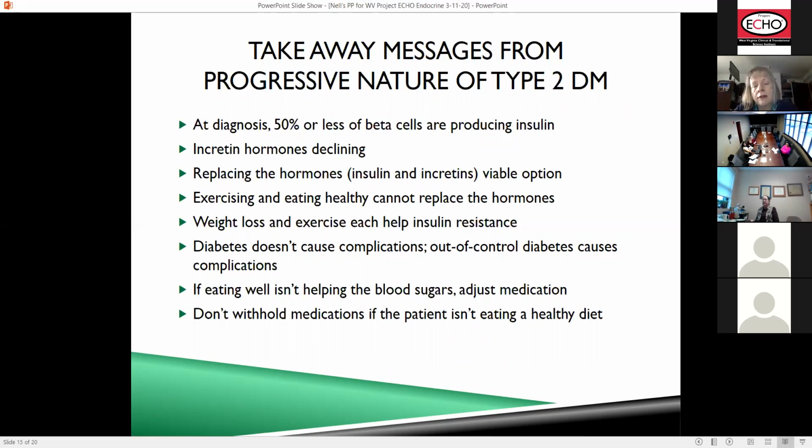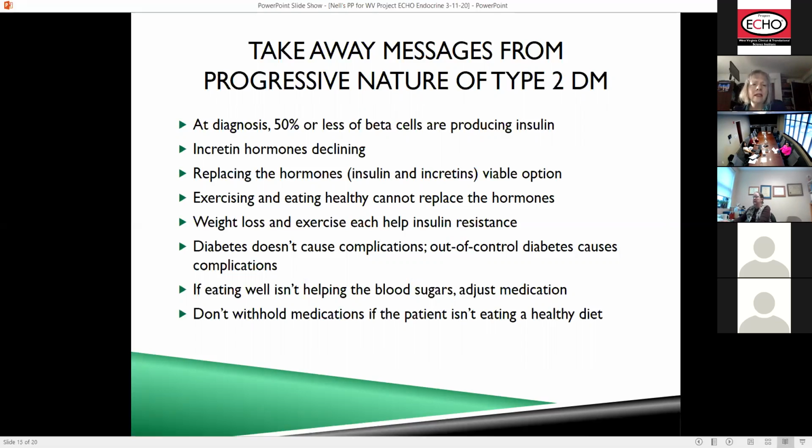But what I'm trying to figure out now is, how can I let them know if they've got friends or family whose blood sugars are out of control and they've had diabetes a long time, then it's not just diet and exercise. And I want to let them know that they need to get the patient back in to see the providers, or get them to a diabetes educator to find out what's missing. So these are just takeaway messages from the progressive nature of type 2.